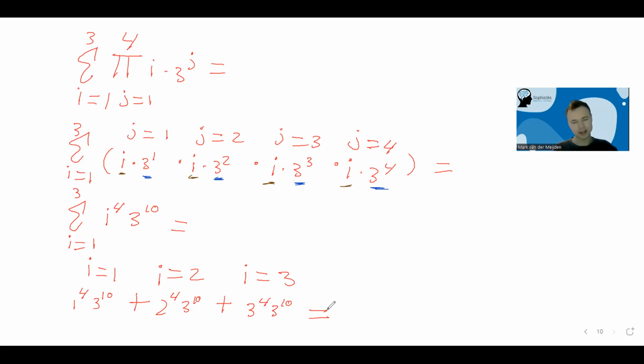So from here on, you can just plug it into your calculator. You can even get 3 with the power of 10 out of the bracket. But what do we get?